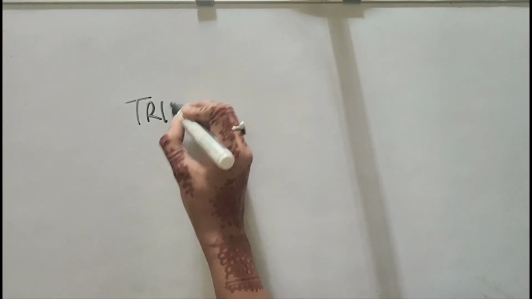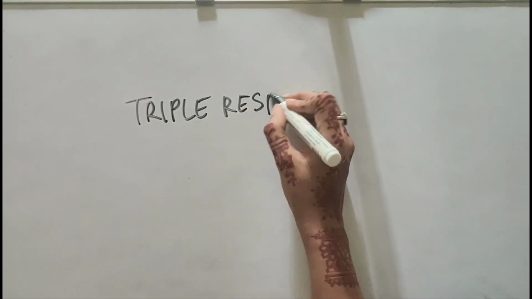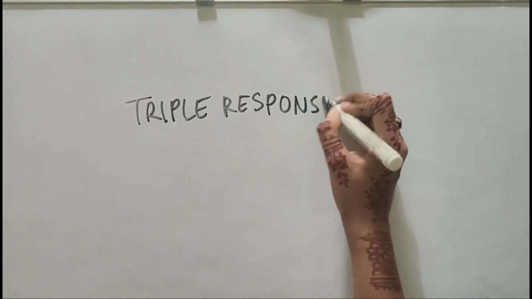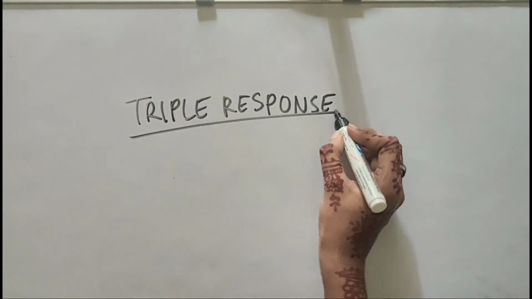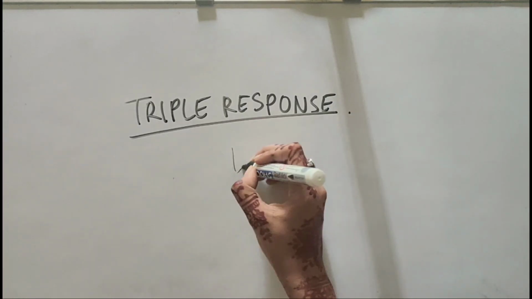Now what is important for us to know is the triple response. So what is the triple response? The features of hemodynamic changes we studied just now are best demonstrated in the Lewis experiment.